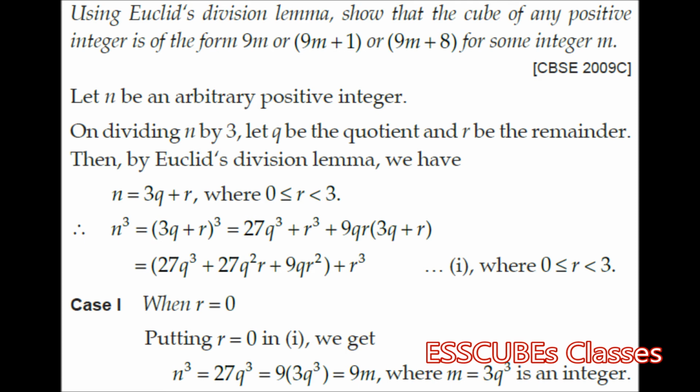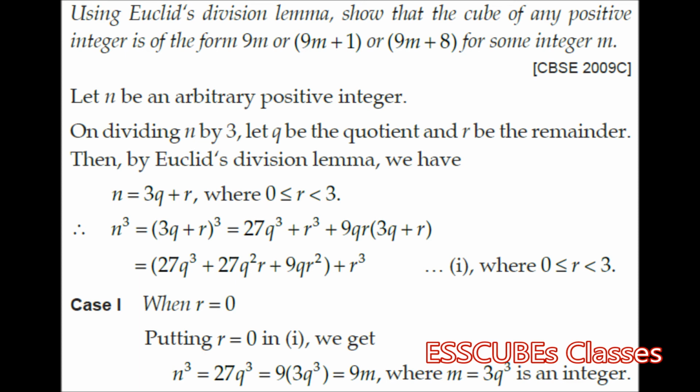So n cube is nothing but 3q plus r whole cube. We put it into the formula of a plus b whole cube. And what do I find? I get it to be 27q cube plus r cube plus 9qr times 3q plus r. On opening the brackets and rearranging the terms, we get something which is written on the screen.